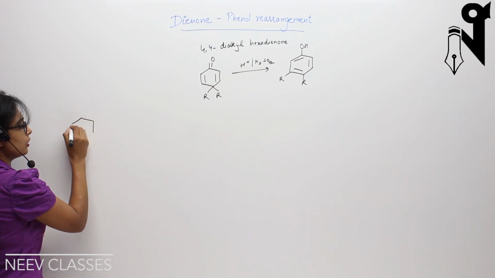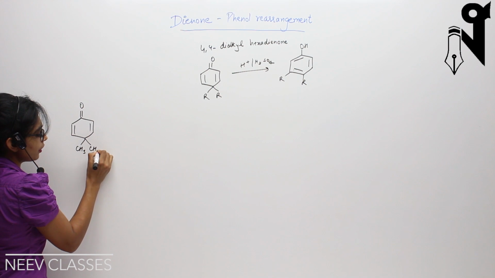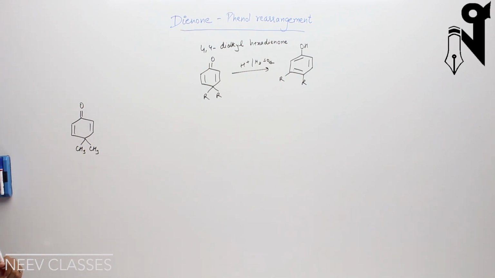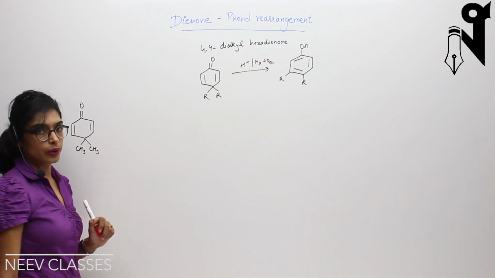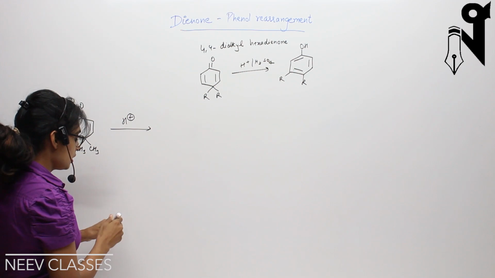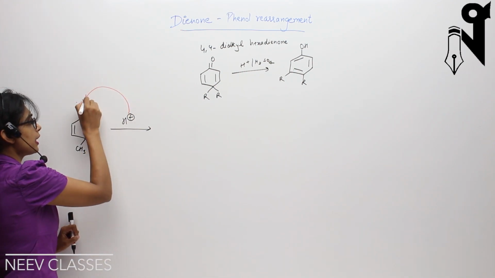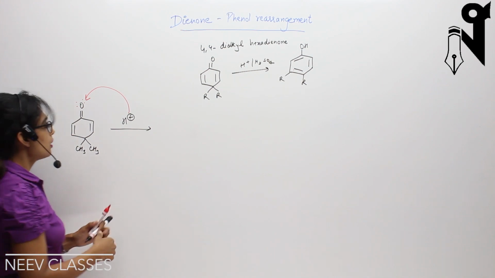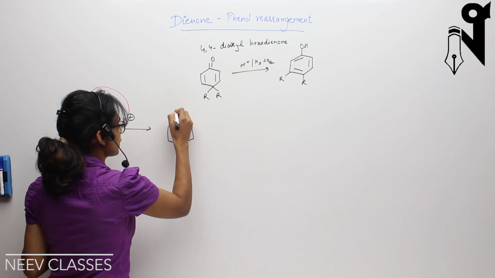So assume I have taken CH3 and CH3 over here. So it is 4,4 dimethyl hexadienone. Okay. Now I have treated it with H plus. Now when it comes in contact with H plus, this H plus will get attracted toward this oxygen lone pair and will form a protonated alcohol like this.